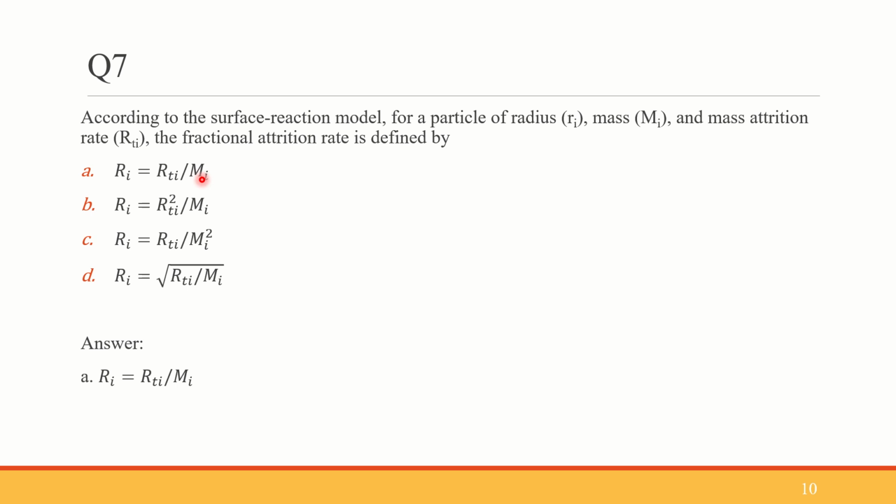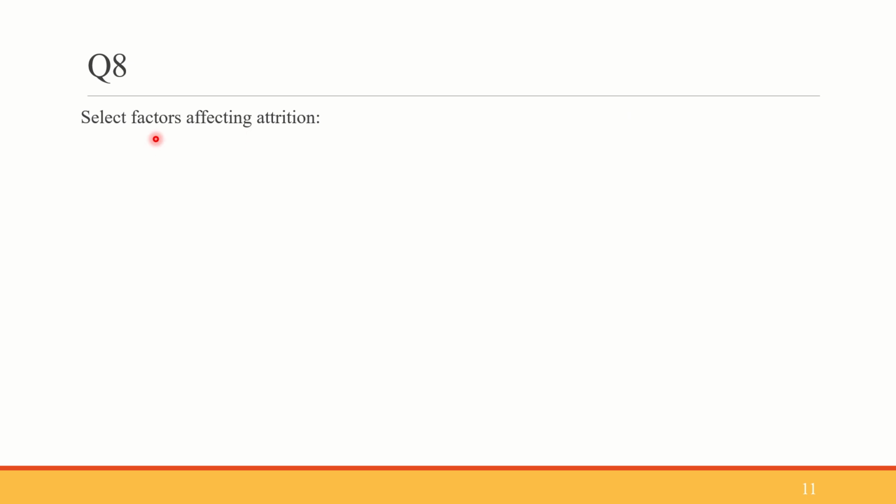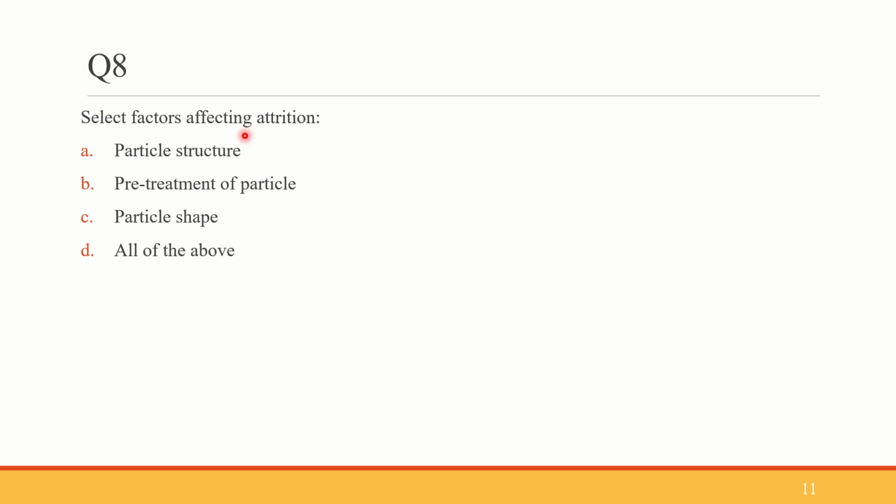Now we'll go to question 8. In question 8, it is given: select factors affecting attrition. Option A, particle structure. Option B, pre-treatment of particle. Option C, particle shape. Option D, all of the above. So what do you think is the right answer? We all know that the right answer is all of the above. Why? Can anyone say that?